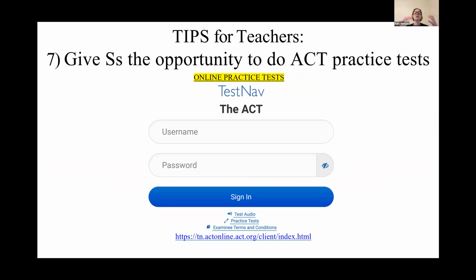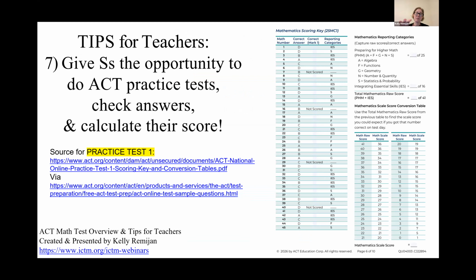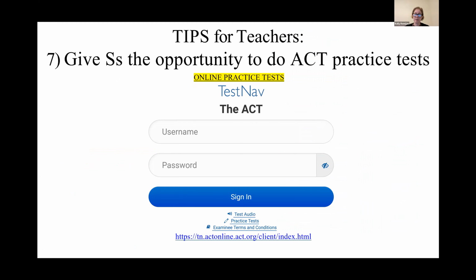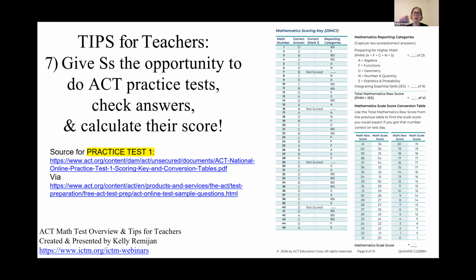Now, once you've given students the strategies and you've given them practice problems, giving them the opportunity to do an ACT practice test, I think, is crucial. I really do. If you give them this practice test that is online, I think it's also important for them to figure out what their math scale score would be. So their raw score is what they would get. Their scale score would be what their ACT score would be for math.